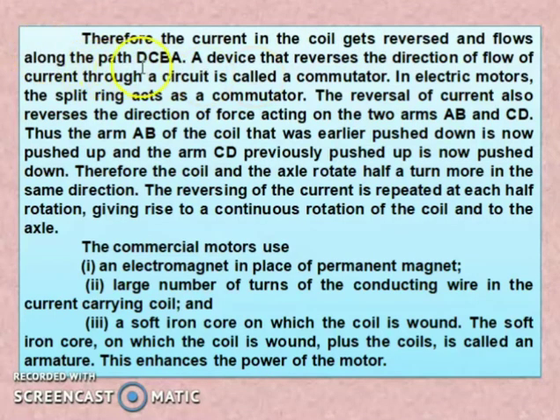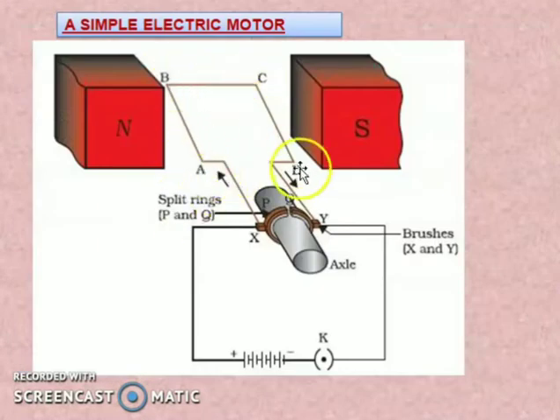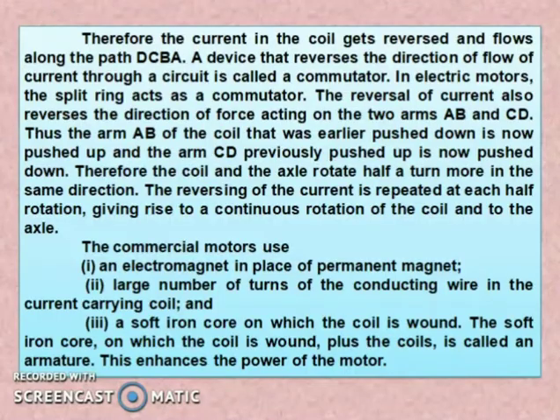So the flow along the path will be DCBA. First the flow will be ABCD. Now the flow will be the reverse, that is DCBA. So the reversal of flow takes place.